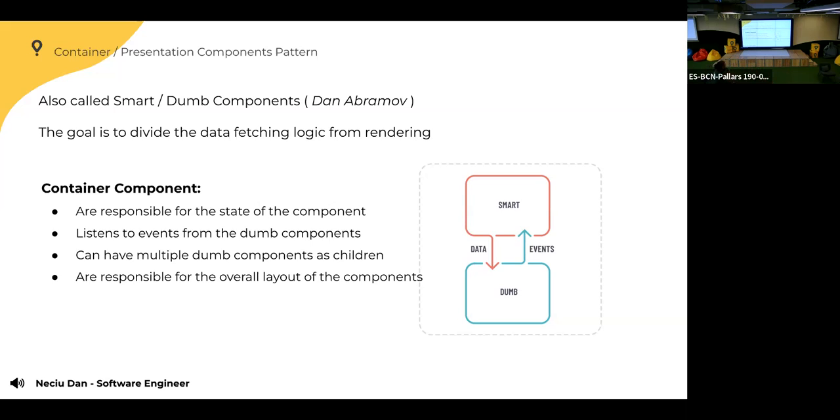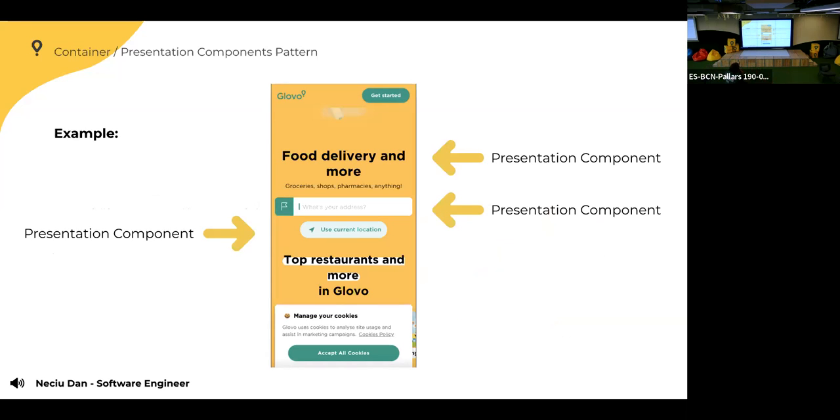For the container applications, I'm going to give you the example that we had before, the address input. This is one big container component, and it has three presentation components inside of it. The title, the address input, and the use current location button. And all the data fetching and logic is in the container component. And these three are only CSS and HTML.